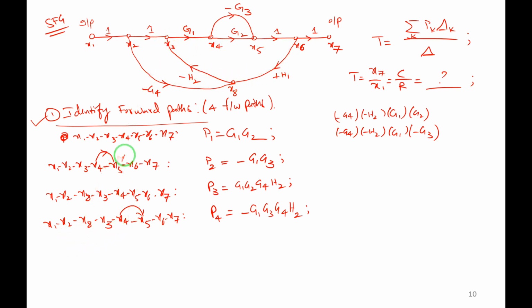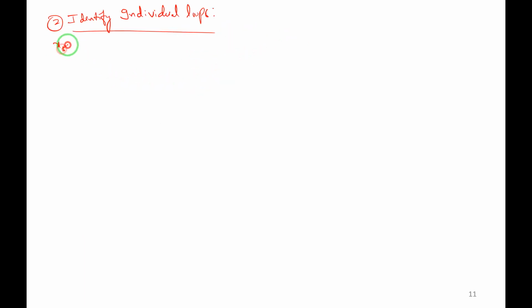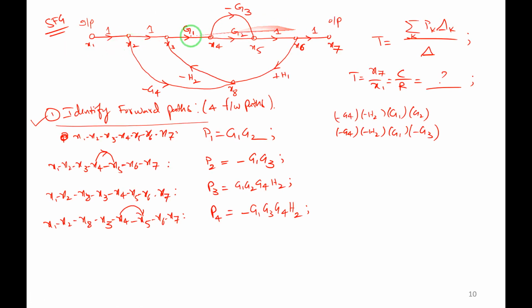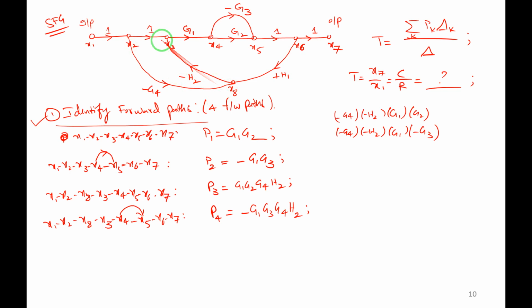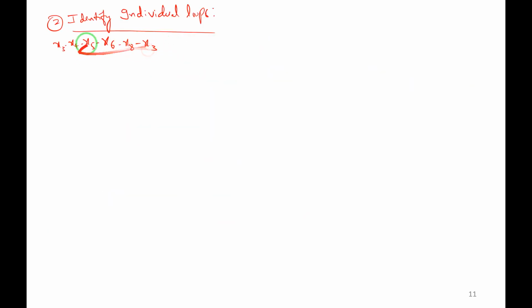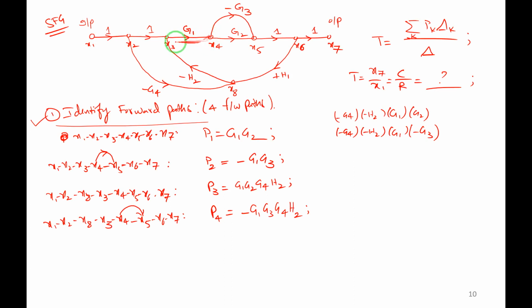So I will write that loop: 3, 4, 5, 6. From 6, I am coming to X8. From X8, I am coming back to X3 once again. You should observe, it should start and terminate on the same node, X3 to X3. So this is the first individual loop. We make use of notation P, first individual loop. What is the gain? We will see.